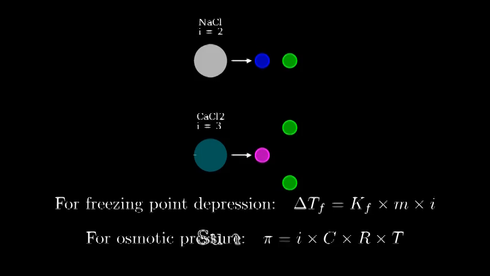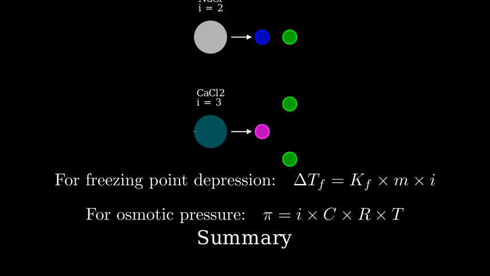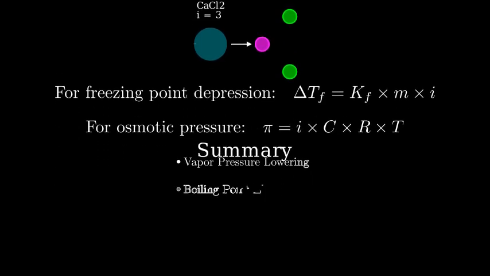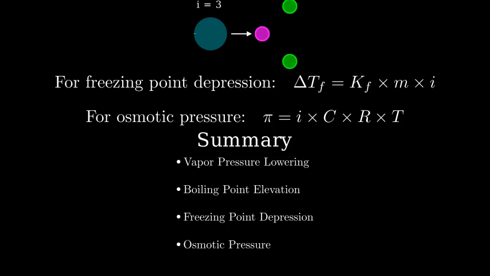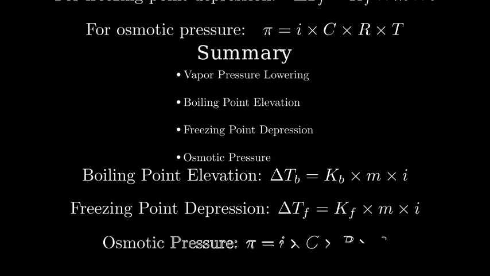To summarize, the 4 colligative properties of solutions are: 1. Vapor pressure lowering, 2. Boiling point elevation, 3. Freezing point depression, 4. Osmotic pressure. These properties depend on the concentration of solute particles, not on their nature. The key formulas we learned are ΔT_B = K_B × m × i for boiling point elevation, ΔT_F = K_F × m × i for freezing point depression, and π = i × C × R × T for osmotic pressure.